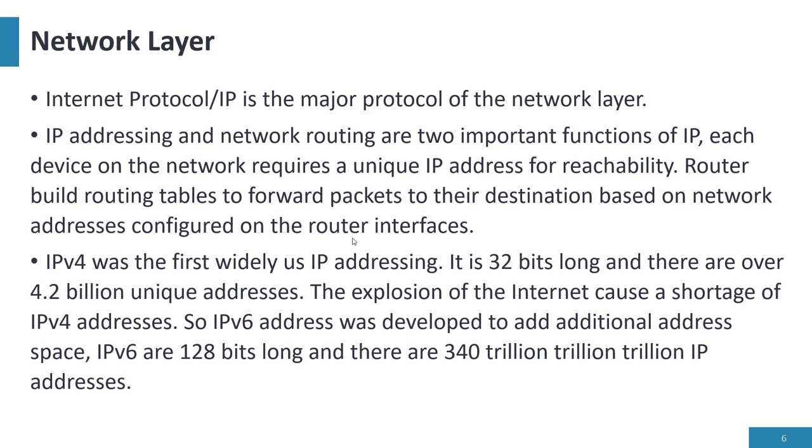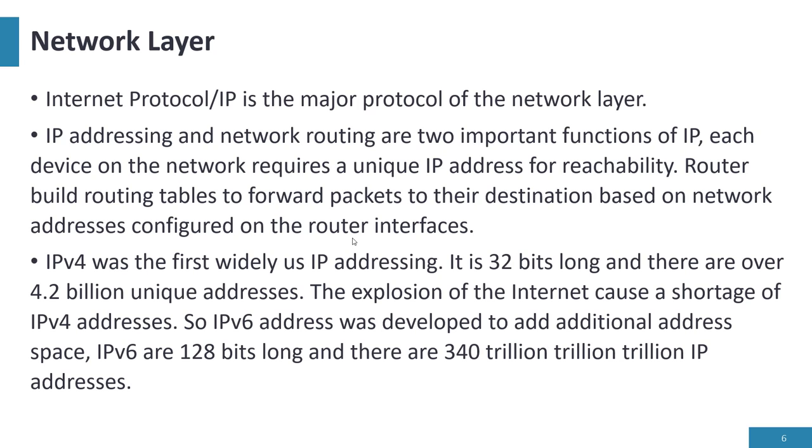IP version 4 was the first widely used IP addressing protocol. It is 32 bits long, and there are over 4.2 billion unique addresses in this IPv4 address scope. The explosion of the internet caused a shortage of IPv4 addresses. If you believe that 4.2 billion addresses were available, but there was still a shortage after the internet took off. So IPv6 address was developed to add additional address space.